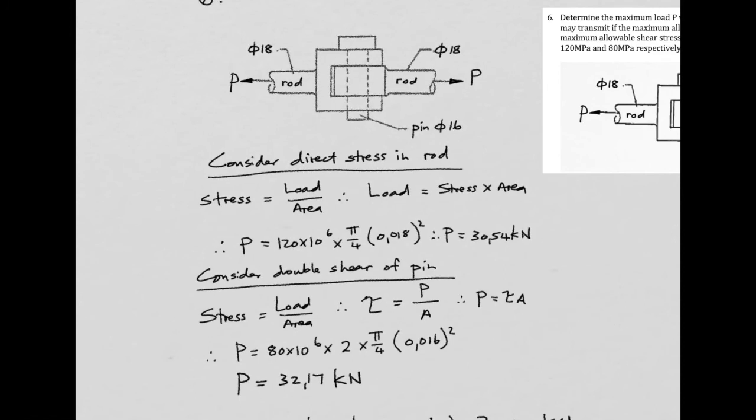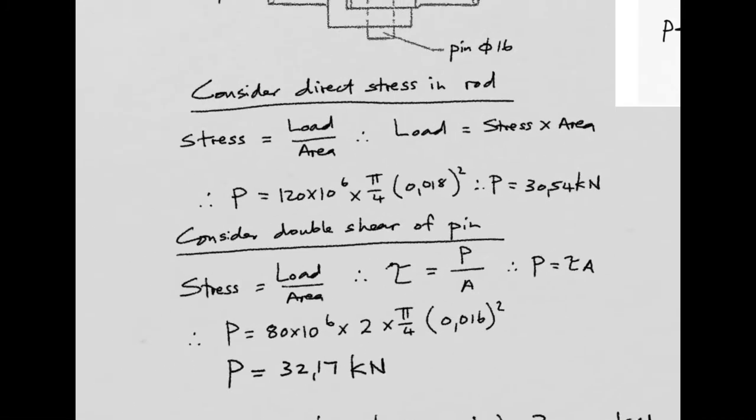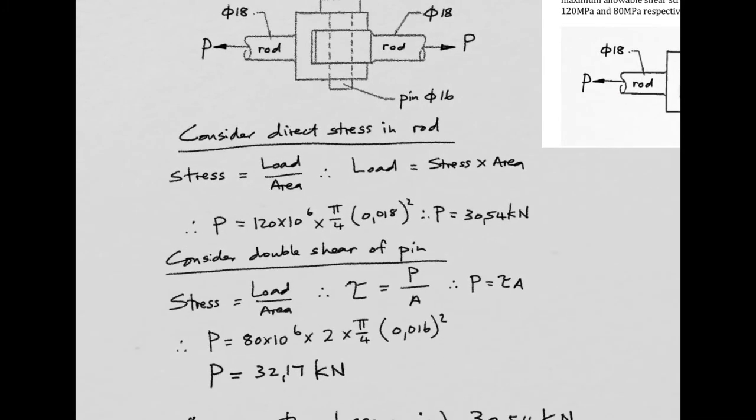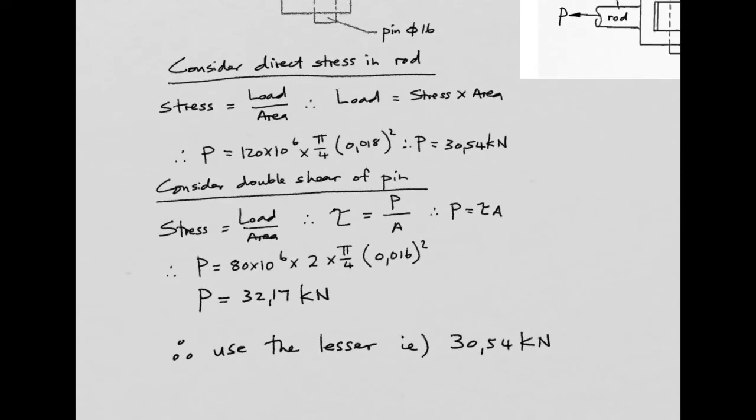We sit back and we look at it and we see 30.54 and 32.17. So which one must we choose for our design? Well, if you just grab the bigger one, you're going to be wrong, because if you were to subject this knuckle joint to 32.17 kilonewtons, you would exceed this shear stress over here. So in this case, you have to take the lesser of the two and set that as the maximum load that the knuckle joint can accept, thereby not exceeding either of the two allowable stresses.